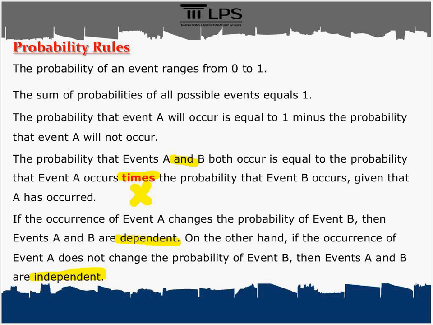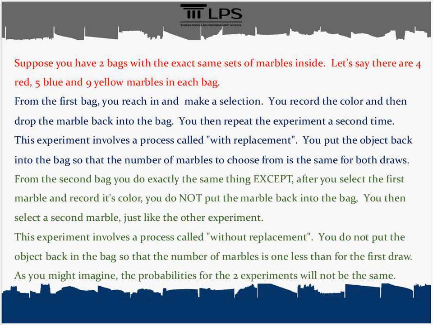So let's look at an important idea, which is that the probability that event A will occur is equal to 1 minus the probability that event A will not occur. Okay, so that is the complement of probability. First look at this example.